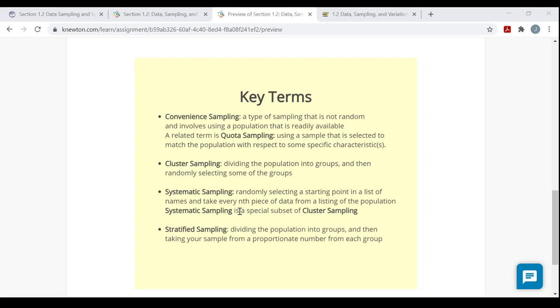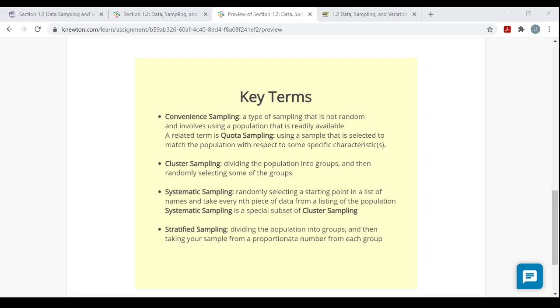Now that's a little different from stratified sampling. In stratified sampling, you divide the population into groups, and then take your sample from a proportionate number from each group. So you take a little bit from each group. And again, let me show you what that looks like on paper.